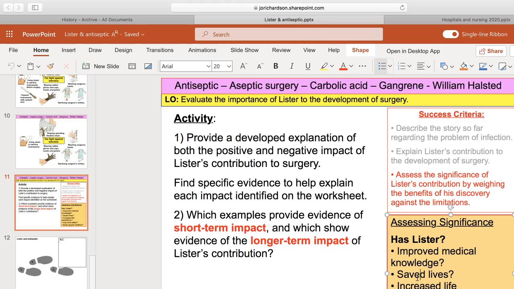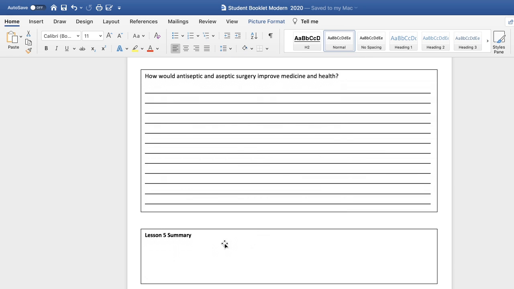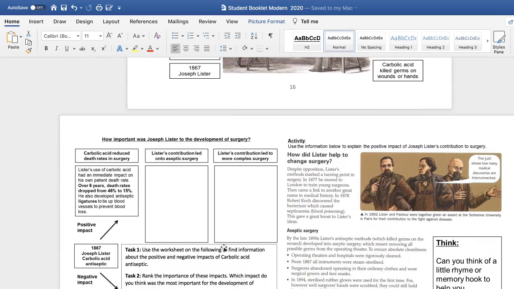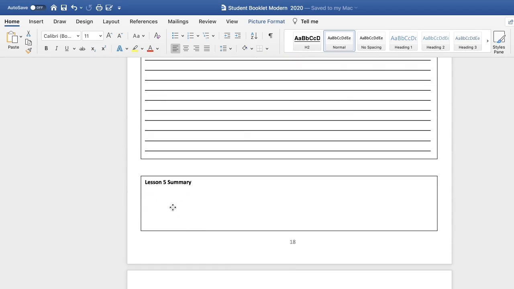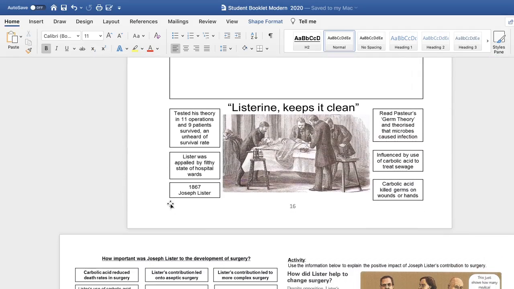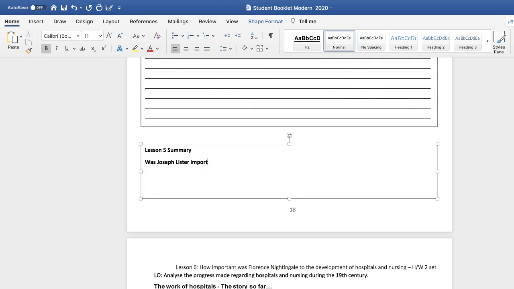Why is it important? Does it save lives? Does it increase life expectancy? Does it improve safety? Does it benefit the public? Why is that so important? Complex surgery. And write down a conclusion there. Then when you have finished, I just want you to put in, for me, just 3 points on how important Joseph Lister was. So your conclusion on whether you think Joseph Lister was important to the development of surgery.